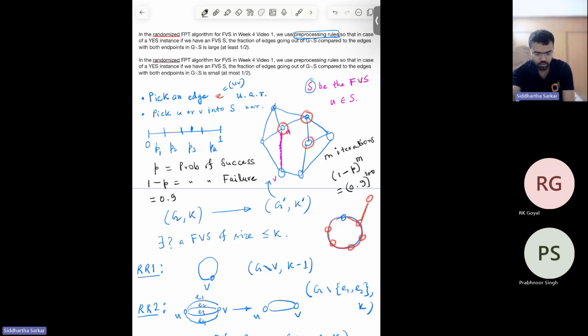With repetition, this is called boosting, the boosting of the probability of success. The success probability can be boosted with iteration.